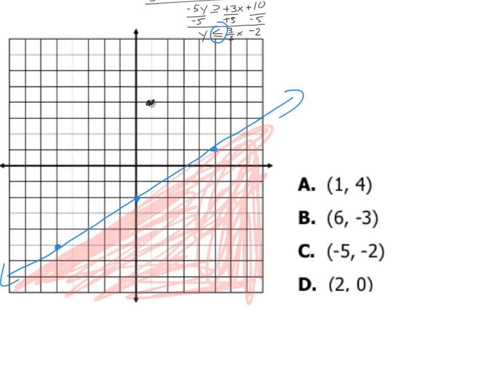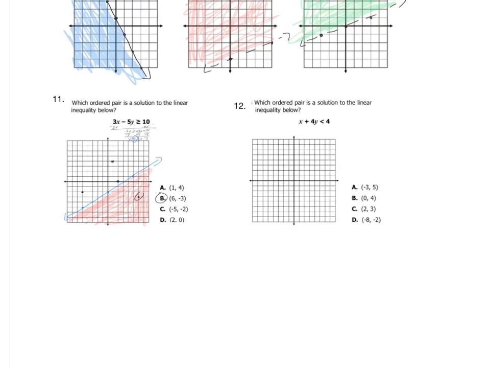6, -3, that looks like it will probably be our answer. 6, -3 is going to be right here. Okay, so that right there is going to be your answer. -5, -2. If you plot that one, you'll see that that one's going to be over here, which is not part of our solution. And 2, 0, very close, but not part of our solution set. So the only one that's in that shaded area would be 6, -3.